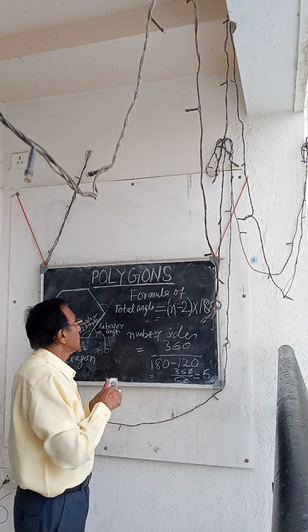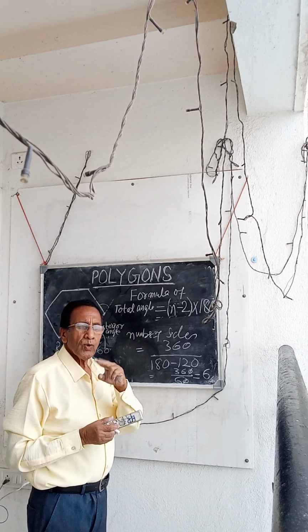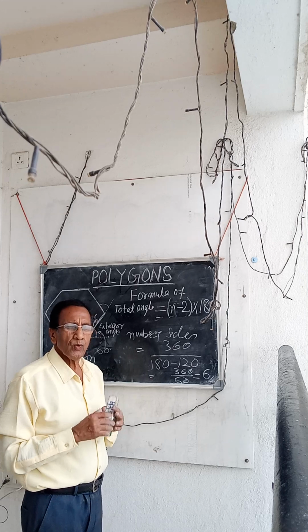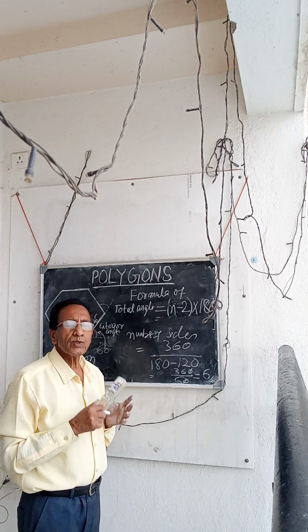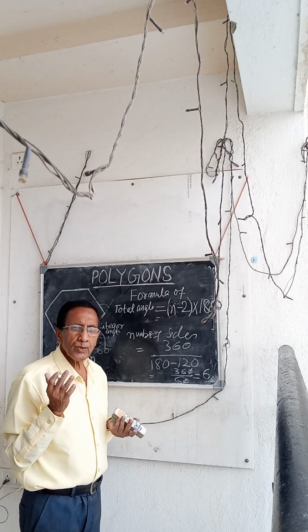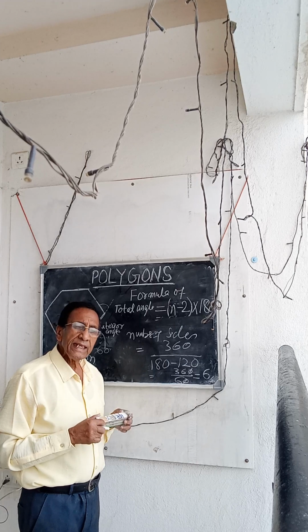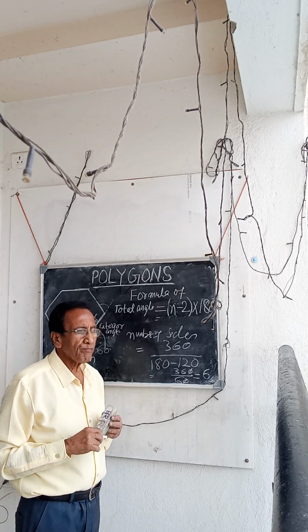So here we have taken 2 types of polygon. One is regular polygon, one is irregular polygon. When all the sides are equal and all the angles are equal, that is called a regular polygon. When all the sides are not equal and angles also not equal, that is called an irregular polygon. Here we will discuss mainly the regular polygon.